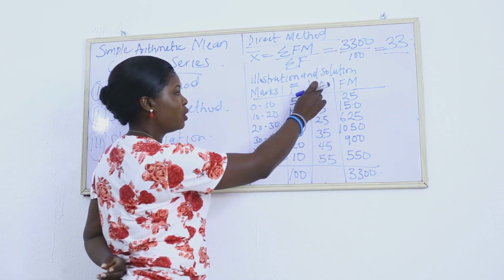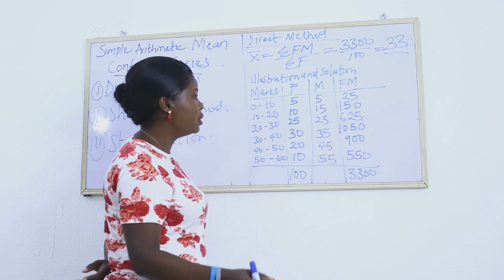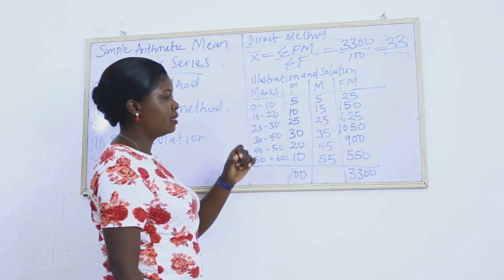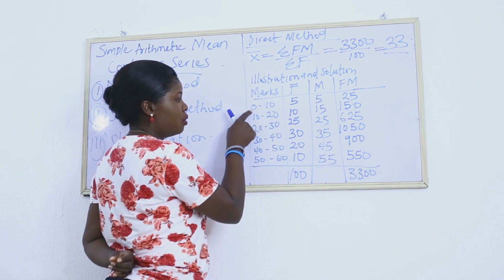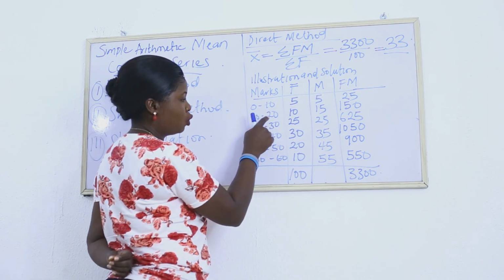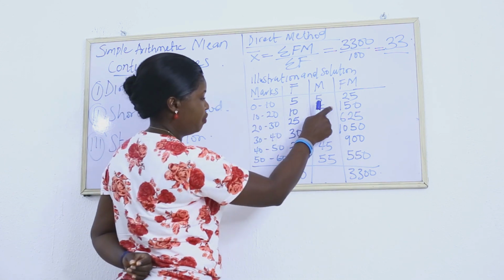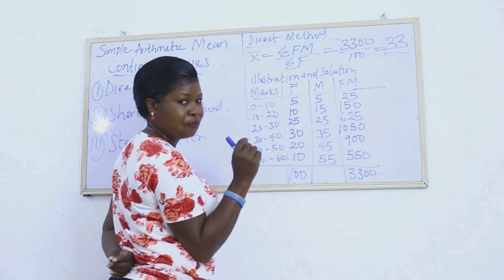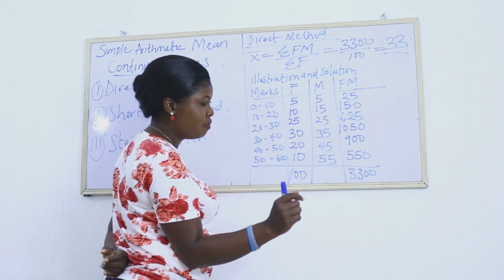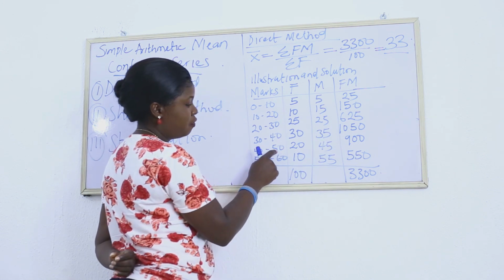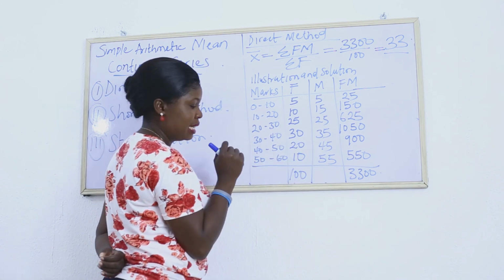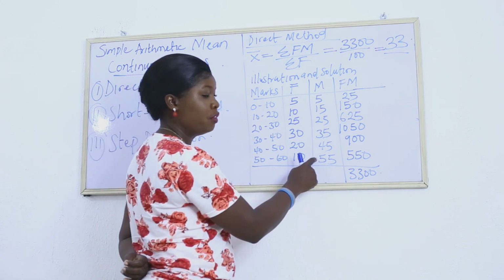And we also said, what is m? M means midpoint, and midpoint is adding up the lower class interval plus the upper class interval divided by 2. So 0 plus 10 is 10 divided by 2, 5. 10 plus 20 is 30 divided by 2, 15. 20 plus 30 is 50 divided by 2, 25. 30 plus 40, 70 divided by 2, 35. 40 plus 50, 90 divided by 2, 45. 50 plus 60, 110 divided by 2, 55.